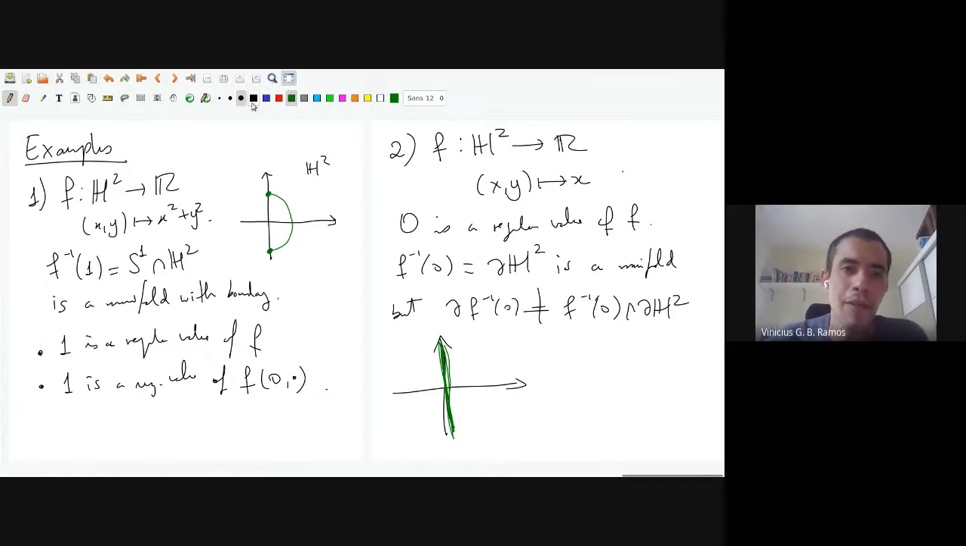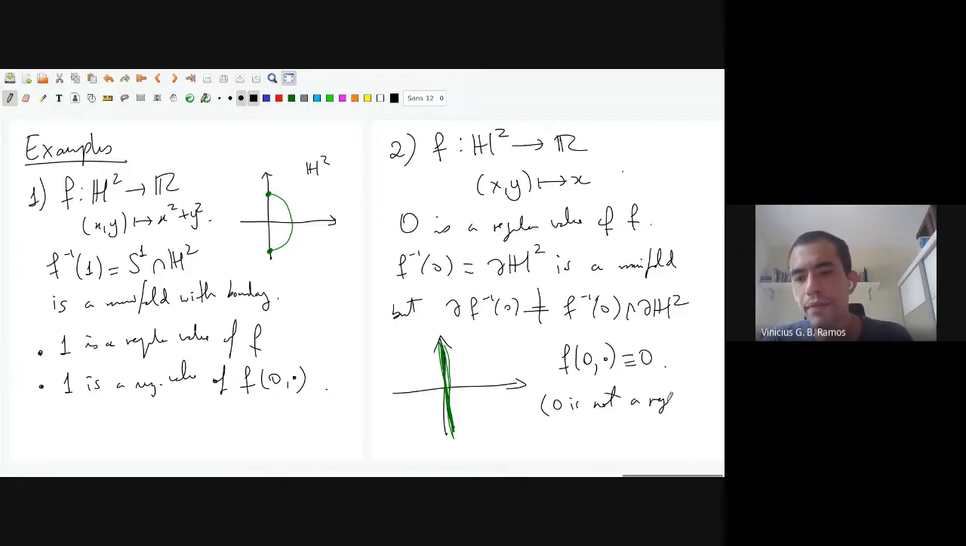And this is because when you look at the function restricted to the boundary, this function is identically 0. So it's a constant function, and then 0 is not a regular value because 0 is the image of all the points, which are all critical points. Okay, so 0 is not a regular value of the boundary of f. So I guess the first one is an example and the second one is a non-example.